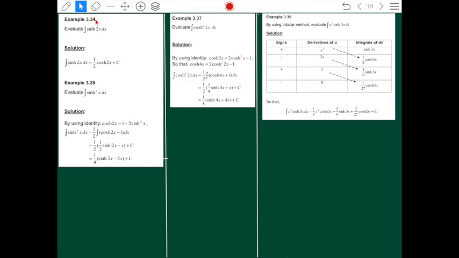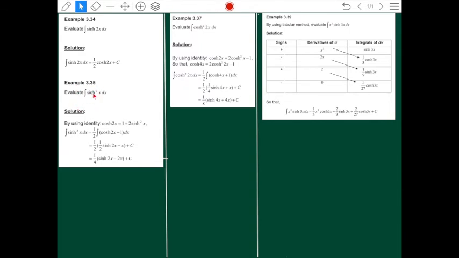We start with example 3.34. This is very simple. Evaluate hyperbolic sine 2x dx. The solution is that you just straight away integrate this by half. So integrating hyperbolic sine, you will get hyperbolic cos. So half hyperbolic cos 2x plus c.